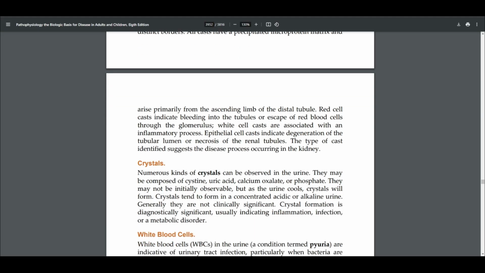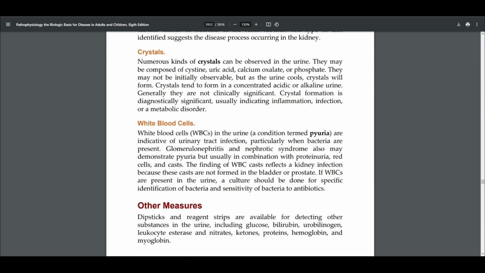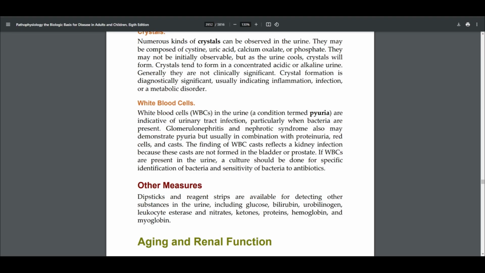Leading us to crystals. Numerous kinds of crystals can be observed in the urine. They may be composed of cysteine, uric acid, calcium oxalate, or phosphate. They may not be initially observable, but as urine cools, crystals will form.